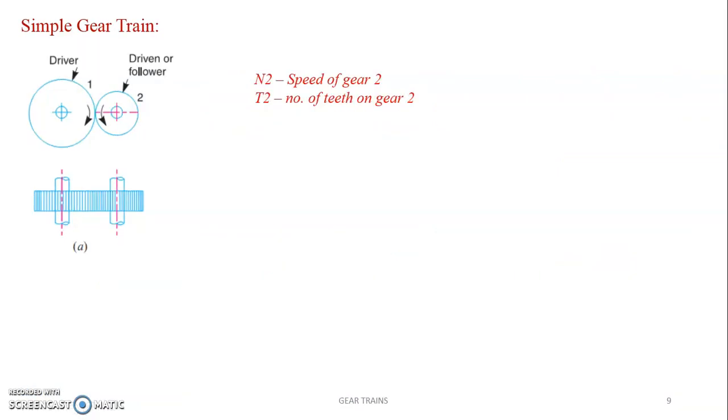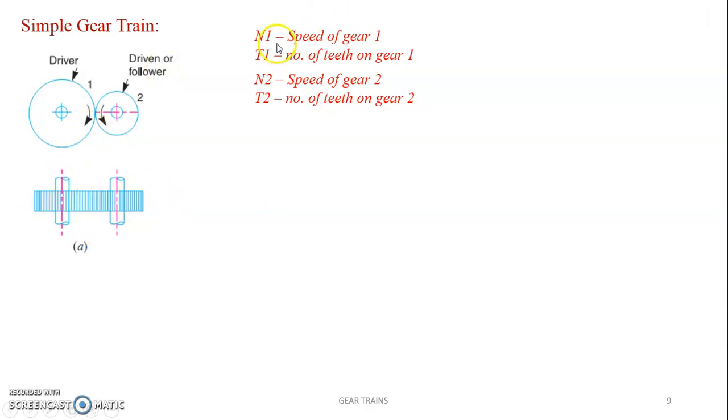Now let us see the speed ratio in a simple gear train. First of all, I'll take the first example. There are 2 gears. This is a simple gear train because on each shaft only one gear is there. So it's very simple here. Gear number 1 is the driver and gear number 2 is the follower. This is the front view and this is the top view.